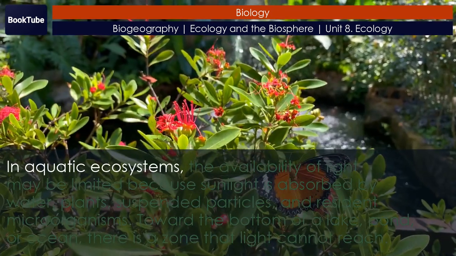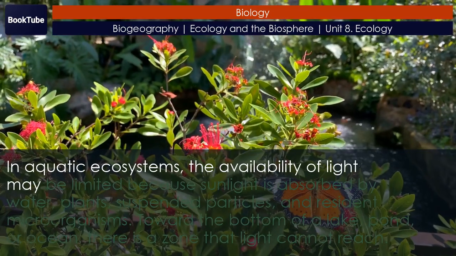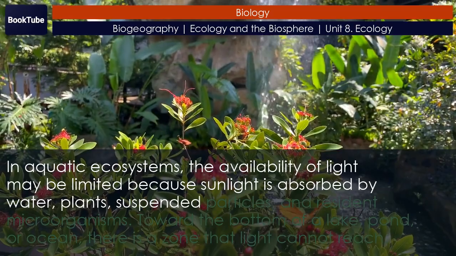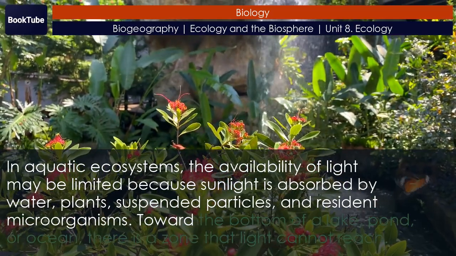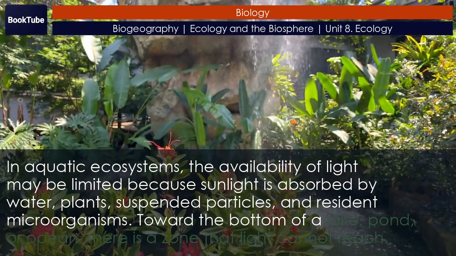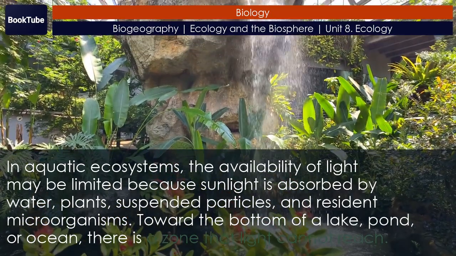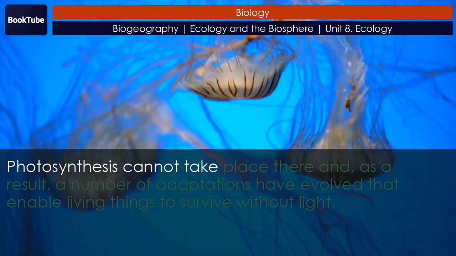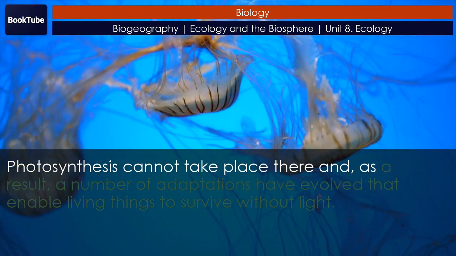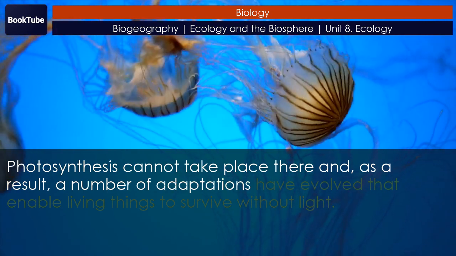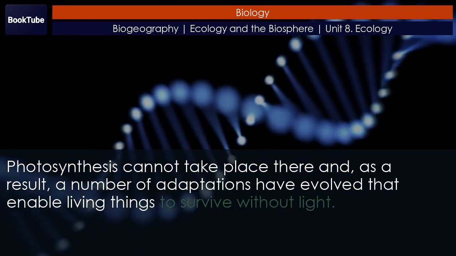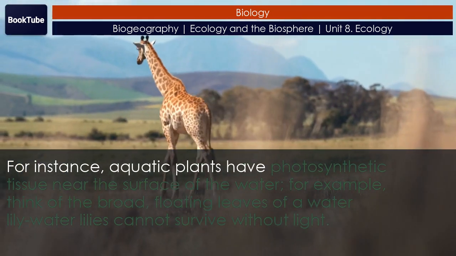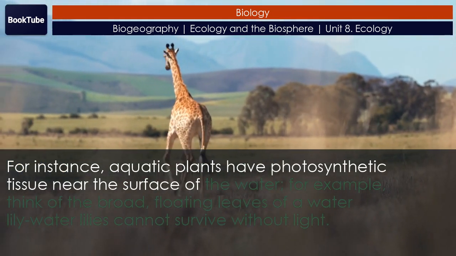In aquatic ecosystems, the availability of light may be limited because sunlight is absorbed by water, plants, suspended particles, and resident microorganisms toward the bottom of a lake, pond, or ocean. There is a zone that light cannot reach. Photosynthesis cannot take place there, and, as a result, a number of adaptations have evolved that enable living things to survive without light. For instance, aquatic plants have photosynthetic tissue near the surface of the water.